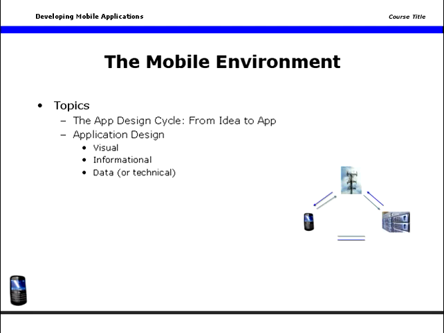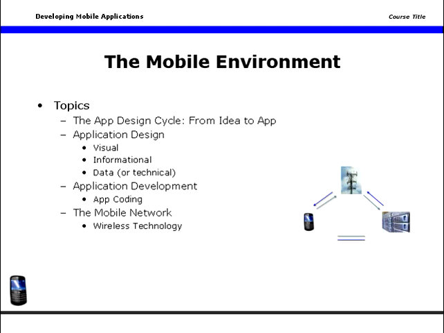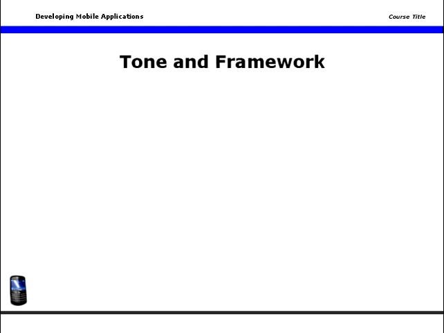From there, we're on to application coding, the programming core of application development. You'll get a taste of coding and set up your coding environment for future courses. We'll also review the nature of the mobile network, and we'll finish with a section on testing and distributing your app once it's finished.